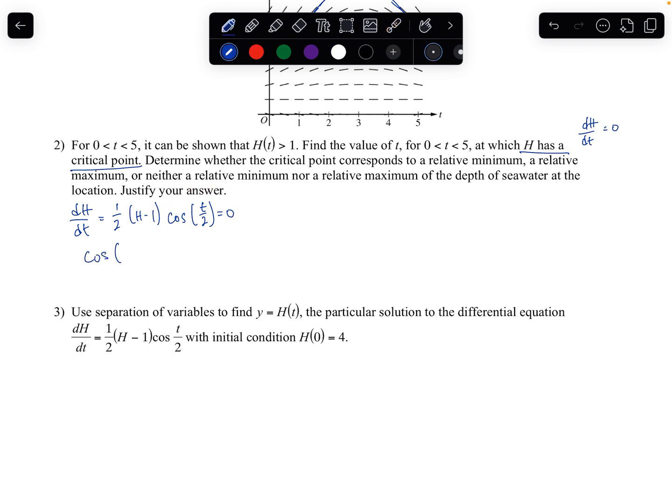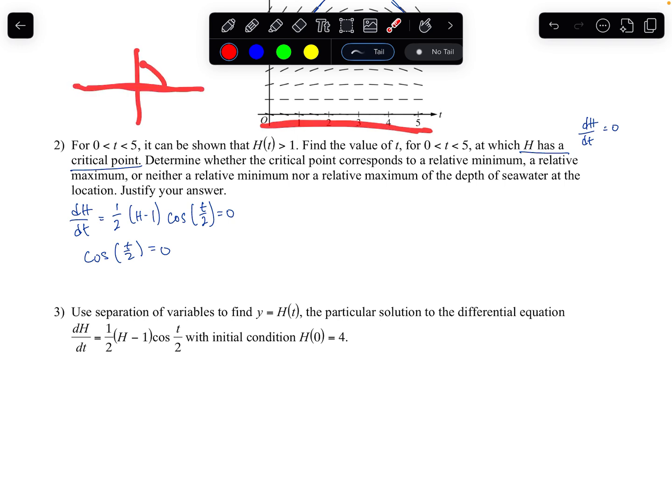So when does cosine of t over 2 equal 0? And remember that t has to be a value between 0 and 5. Well, when does cosine equal 0? If we think about a polar curve, cosine is equal to 0 at pi halves, and that's pretty much it. Obviously, we're going to have 3 pi halves and then 5 pi halves, but remember that we have to be within this very small interval. So we know that cosine will be 0 whenever we have a 90-degree angle, or pi halves.